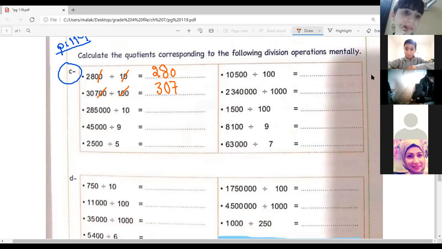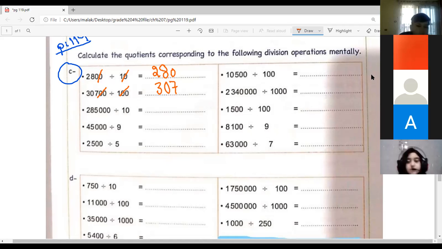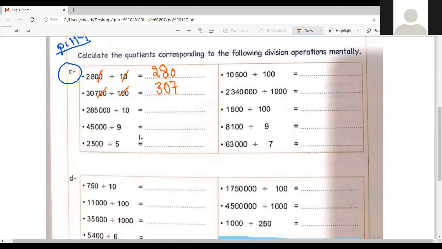Now, Alma Haider. Alma? Yes. 285,000 divided by 10. 285 with two zeros. Bravo. So how many zeros did you cross? One. One zero from each side. Bravo, Alma. Basil.